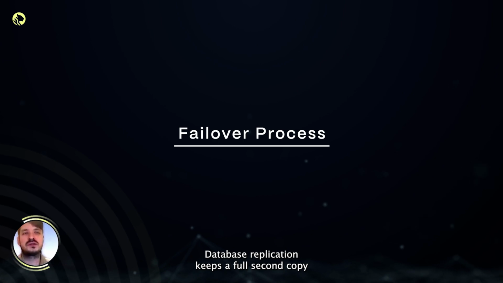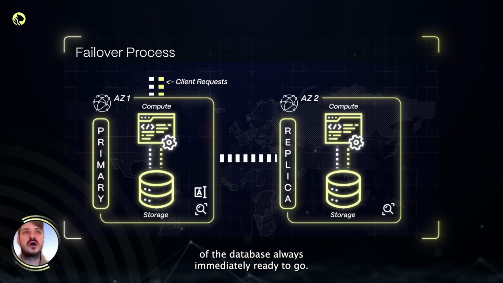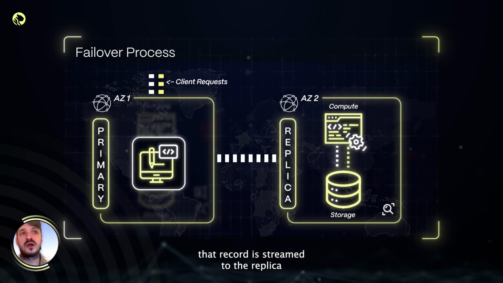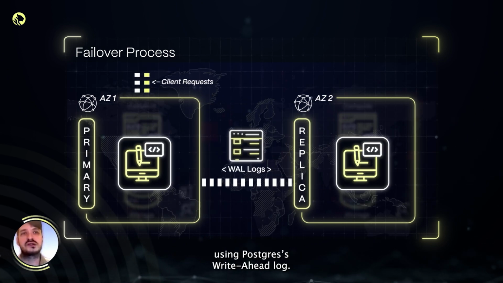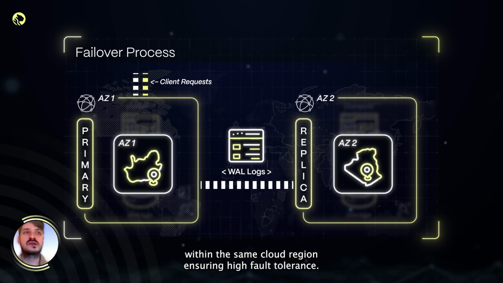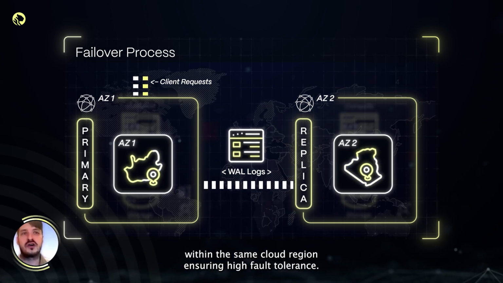Database replication keeps a full second copy of the database always immediately ready to go. Whenever an operation is written to the primary, that record is streamed to the replica using Postgres's write-ahead log. Timescale deploys replicas in separate availability zones within the same cloud region, ensuring high fault tolerance.